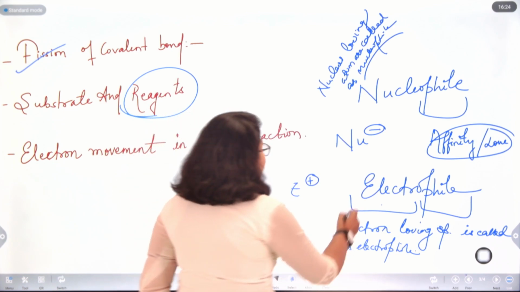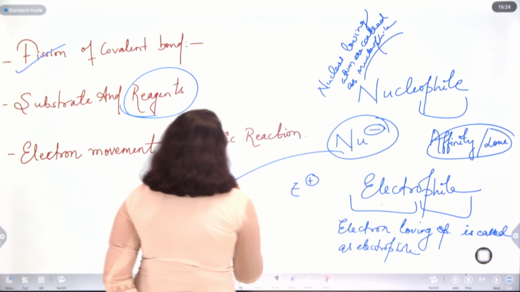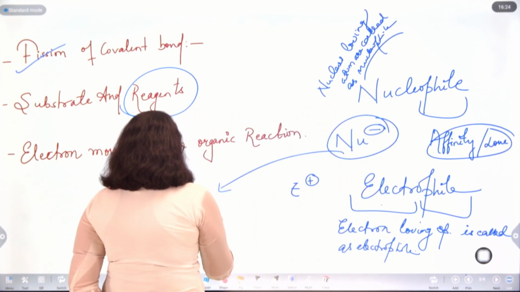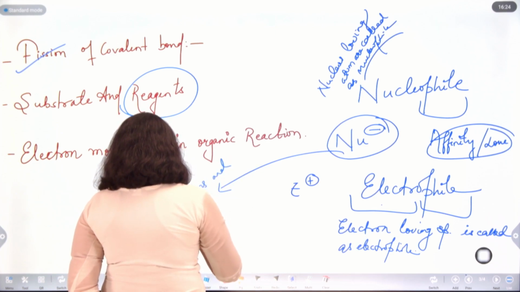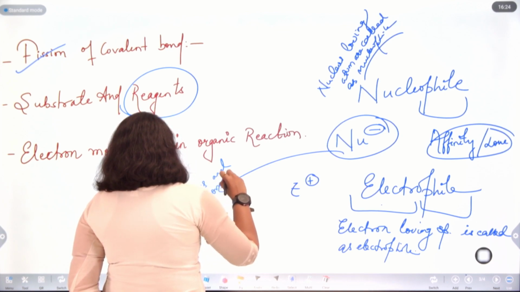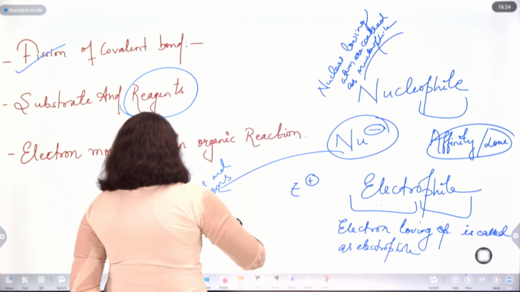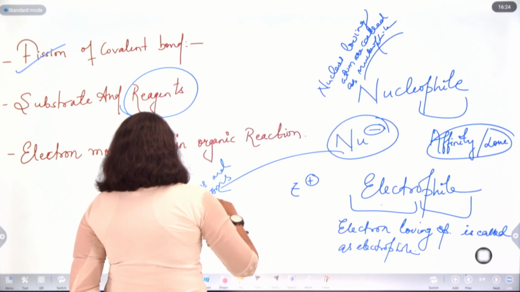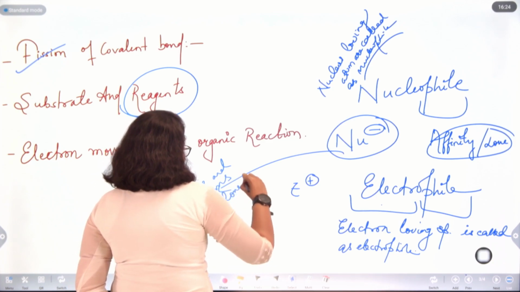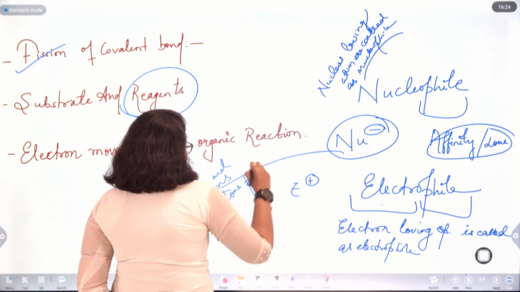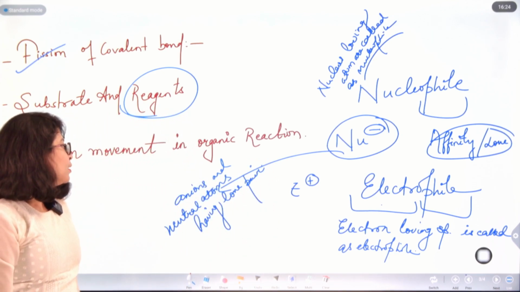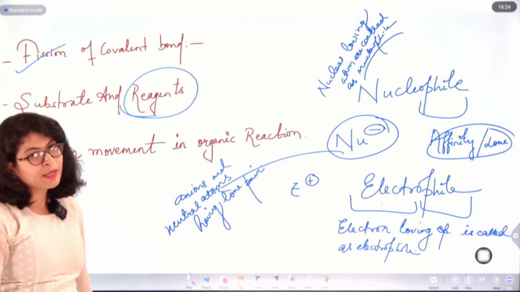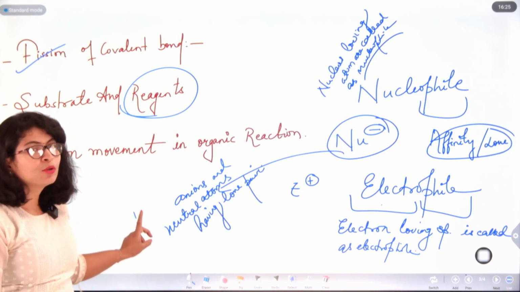Those atoms, or I can say anions and neutral atoms having lone pairs. Okay, so anions and neutral atoms having lone pair of electrons, they fall under the category of nucleophile.